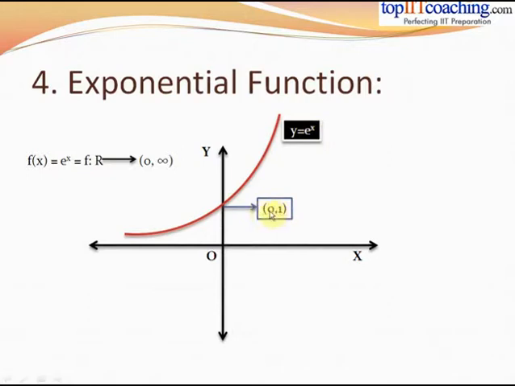We see that this point is (0, 1). That is, at x equal to 0, y is equal to 1. So it intersects the y axis at the point (0, 1). We also note that for x tending to minus infinity, the value of y tends to 0, and for the values of x which tend to positive infinity, the value of y tends to positive infinity. So this is an increasing function and the value of this function increases from 0 to infinity as x increases from minus infinity to plus infinity.